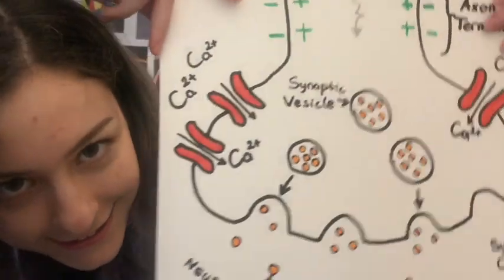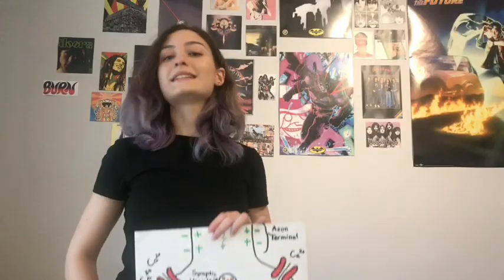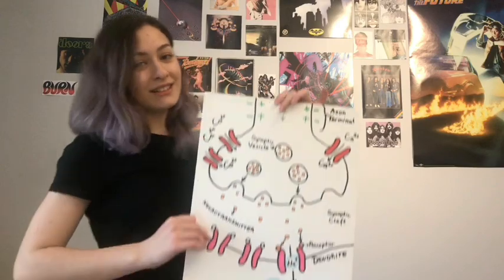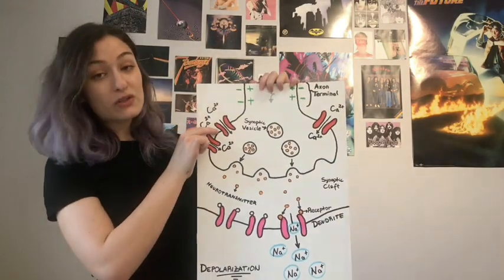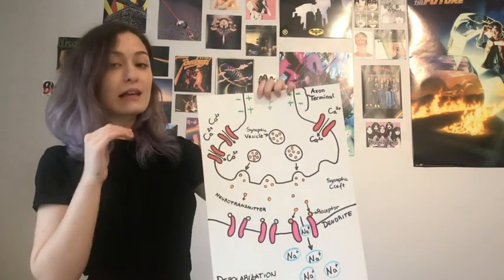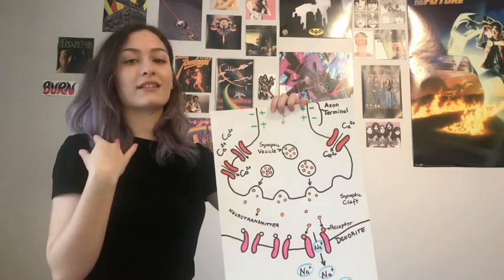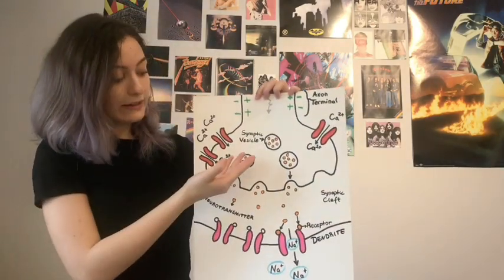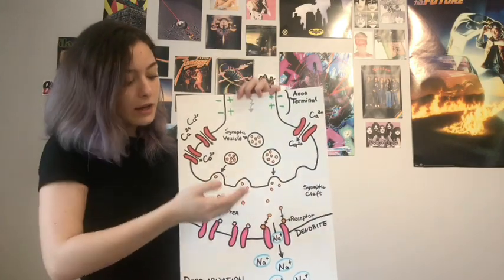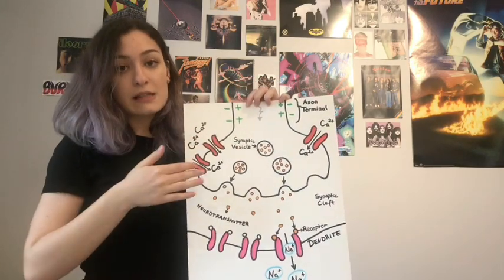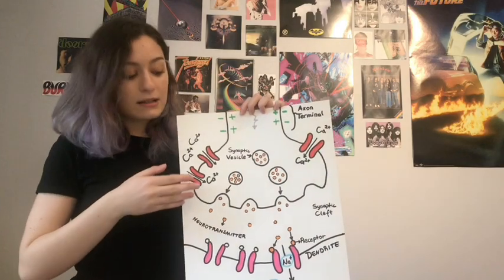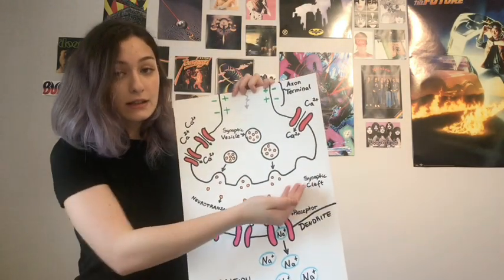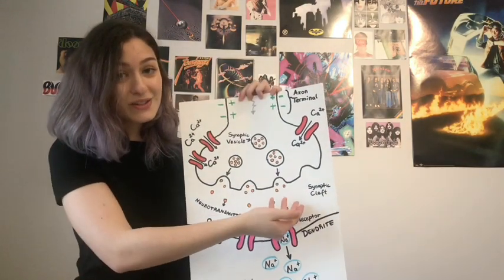Now, the impulse is at the axon terminal. It's time for chemical transmission. When the impulse reaches the axon terminal, these voltage-sensitive calcium channels open, letting calcium ions diffuse into the cell. And since they are secondary messengers, calcium ions stimulate these synaptic vesicles. Then, the neurotransmitters inside these synaptic vesicles get out of the cell to the synaptic cleft by exocytosis.